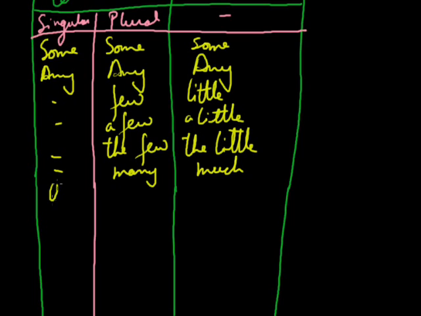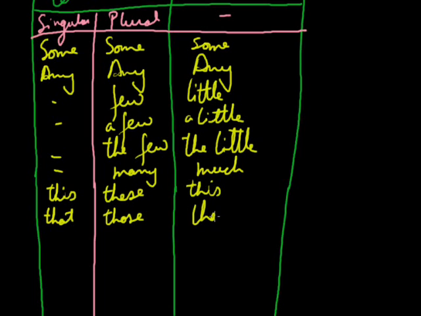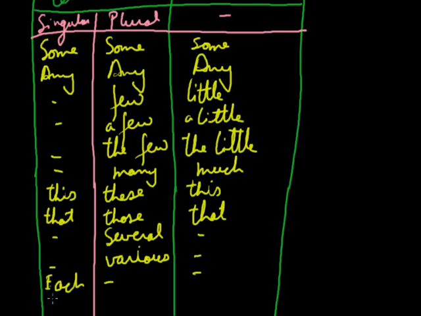Then we can have this, that, these, those, this, that. Each, every. So these are the few important determiners.